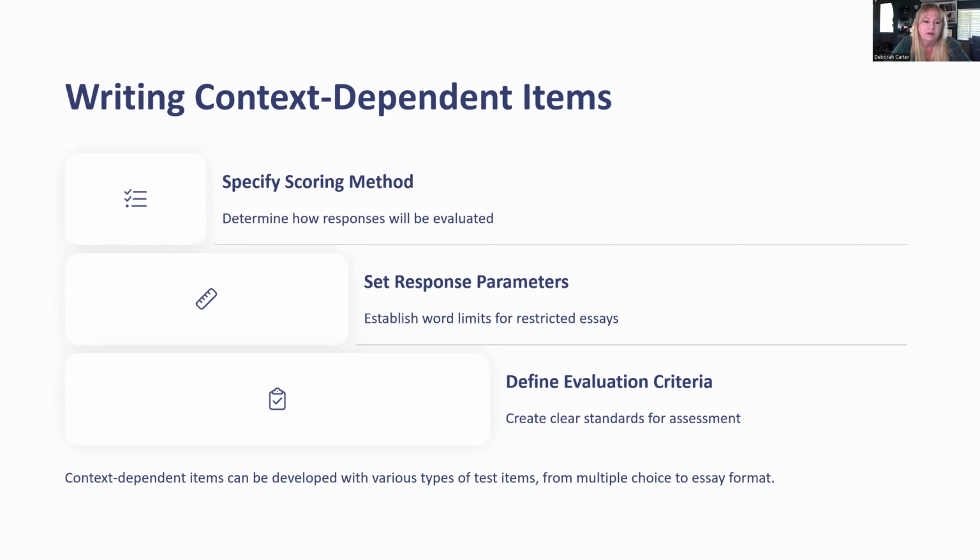And vary item types. So don't use the same type each time. Some might be stronger in graphs versus diagrams versus case studies. So just varying it up helps the students in fairness and different lines of thinking, different ways of analyzing the data.